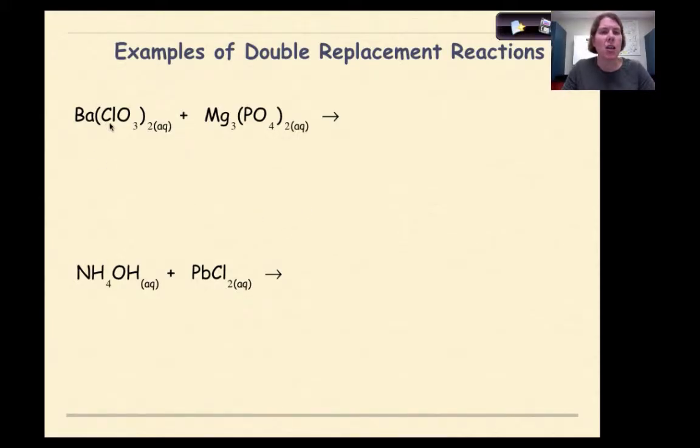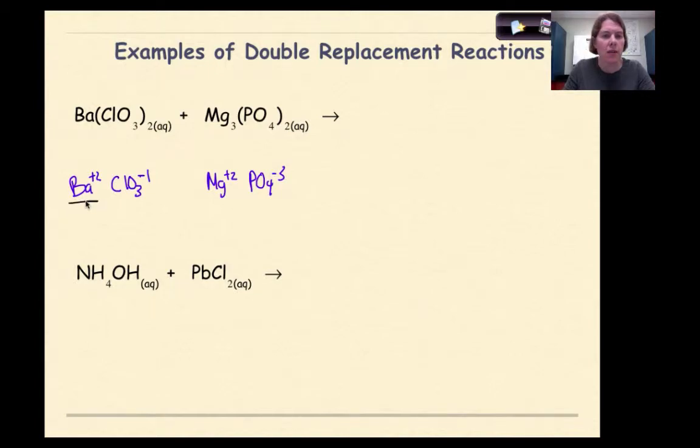So I have BaClO3 and Mg3PO4 2. First thing that I'm going to do is break these down into positive and negative ions. So Ba has a charge of +2, ClO3 is -1. I look at table E for that. I'm going over here and I have Mg +2 and then PO4 -3, and both of these polyatomics I can check on table E.